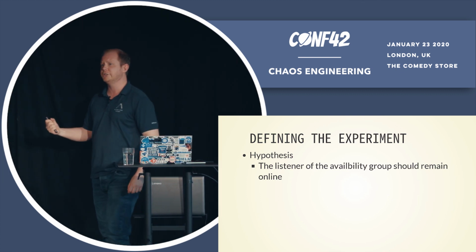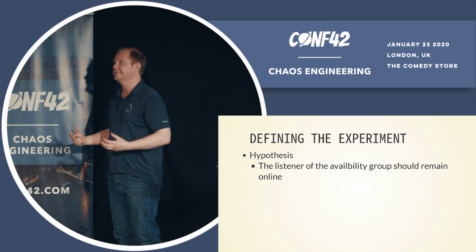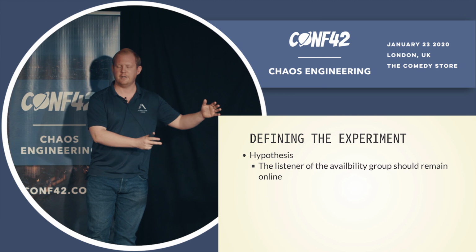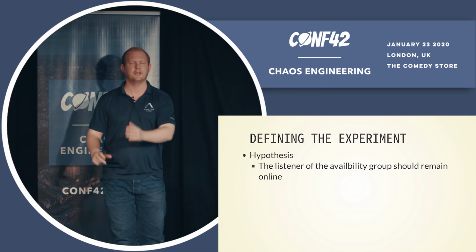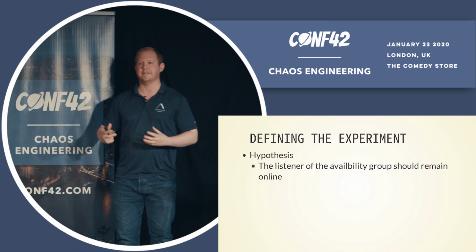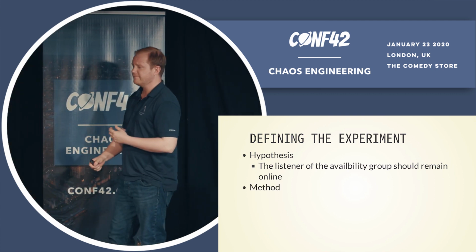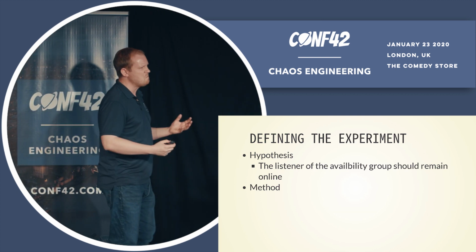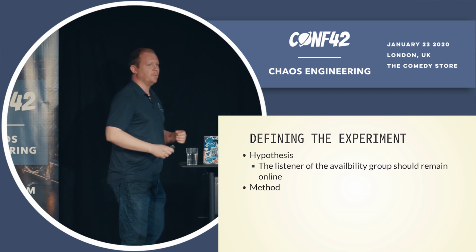This is what all the applications and users connect to so that they can access the databases. So if the primary node goes down, we want the listener, the availability group, to fail over to the secondary node and that listener to remain online so that our databases are accessible.